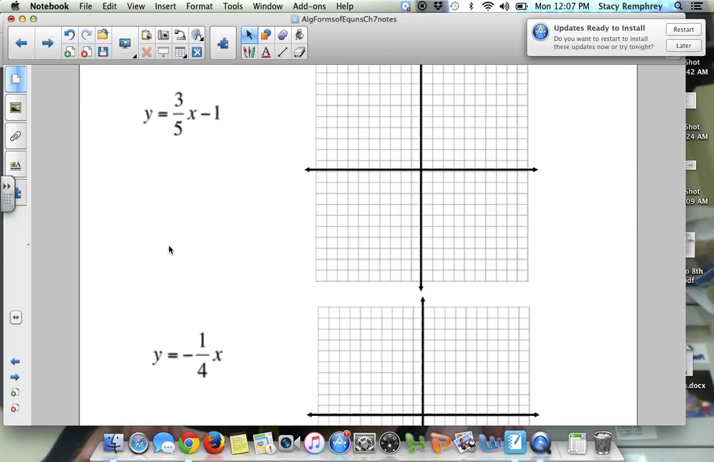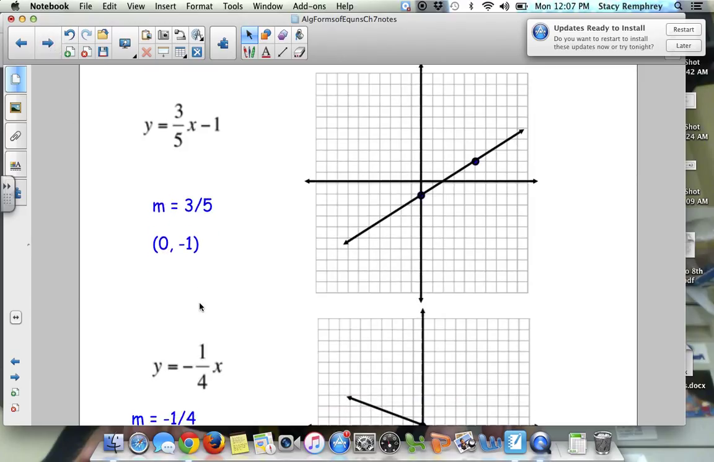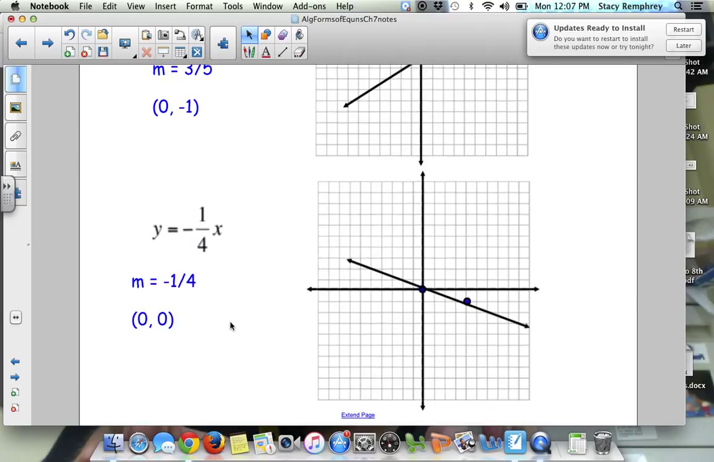All right, here are 2 more. So if you just watched before, I would like you this time to try these on your own and then come back. So please push pause now. All right, so here you'll see I have the slope and the y-intercept. I plotted the y-intercept of 0, -1. I rose 3, I ran 5, and you could keep doing this. Rise 3, run 5. You could do this all day.